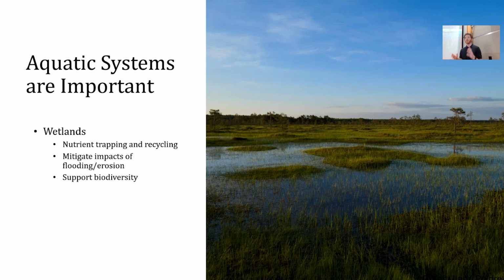All right, so as most of you are probably already aware, aquatic systems are important for a lot of different reasons. Wetlands specifically are really good at nutrient trapping as well as mitigating the impacts of flooding and erosion across the landscape. They also provide habitat for a lot of different wildlife and plant species and therefore support biodiversity.